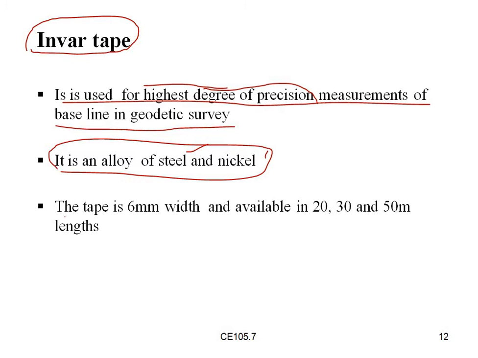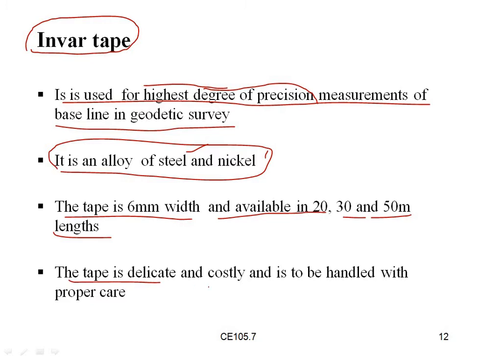And the tape is 6 mm width and available in 20, 30 and 15 meter lengths. Generally this Invar tape will be 6 mm width only. The tape is delicate and costly and is to be handled with proper care. When you take that Invar tape for chain survey, if it falls down or anything happens, it gets damaged, so we have to pay the money. That's why when you are hiring the equipment or any tape, you should hold it in your hands properly.